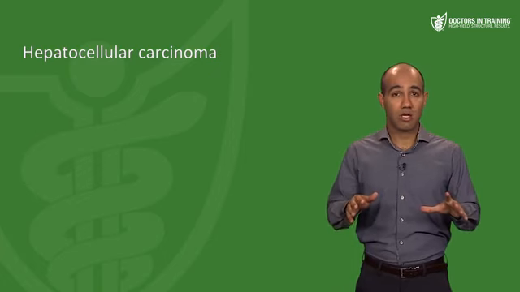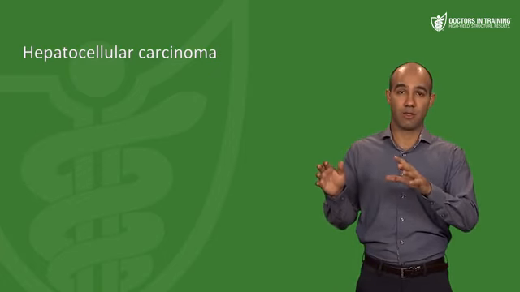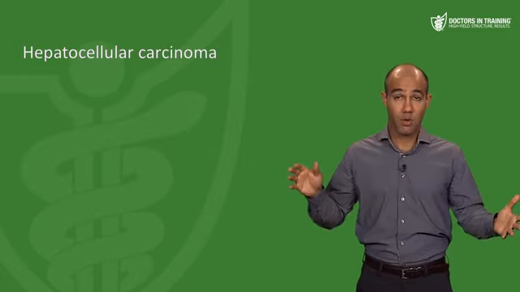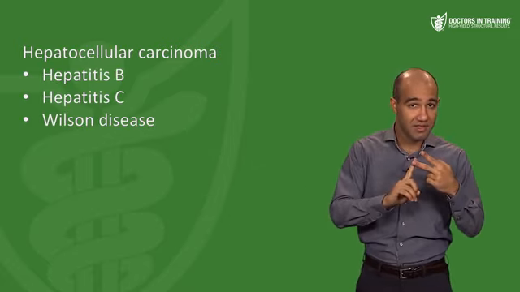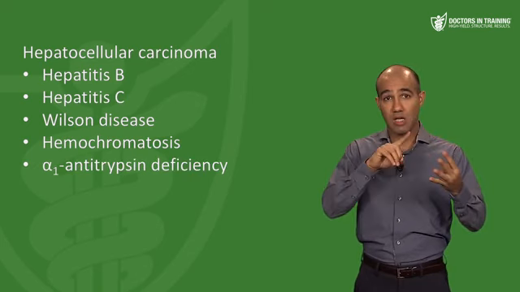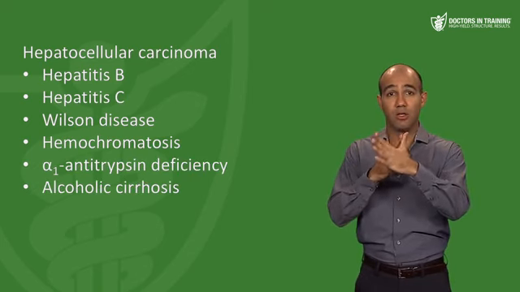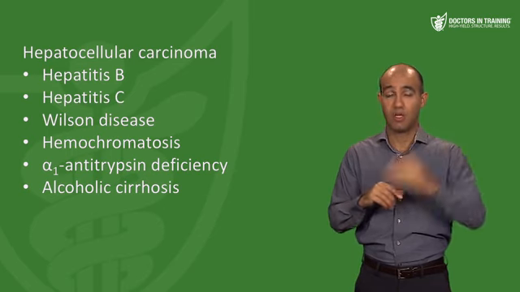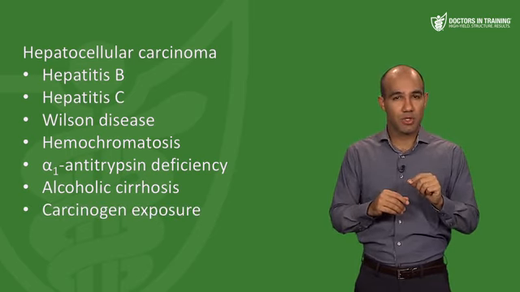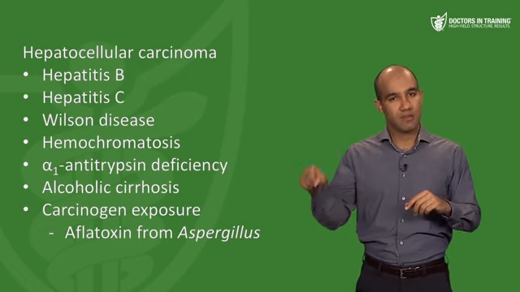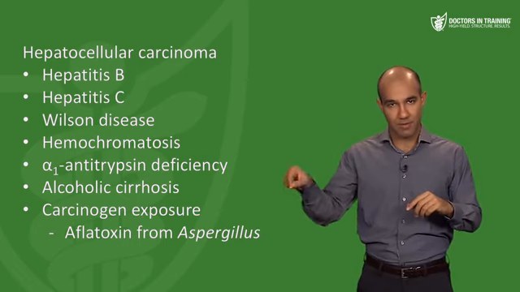The last topic today is hepatocellular carcinoma. This is the most common primary malignant tumor in the liver of adults. There are several pathologies that increase the risk of hepatocellular carcinoma. In general, anything that causes cirrhosis increases the risk of hepatocellular carcinoma over time. So, the chronic hepatidities, Wilson's disease, hemochromatosis, alpha-1 antitrypsin deficiency, and alcoholic cirrhosis, those are the most obvious ones. A particular carcinogen buzzword to remember is aflatoxin from Aspergillus fungus in peanut farmers.